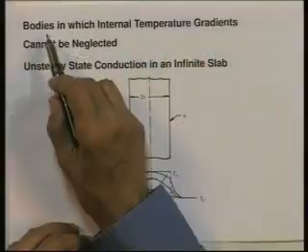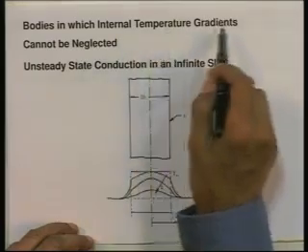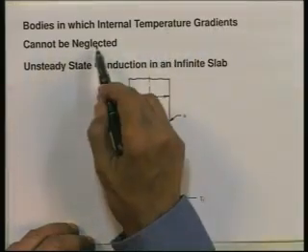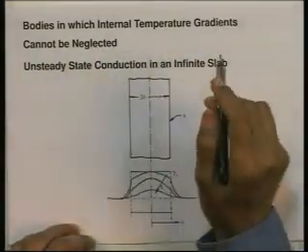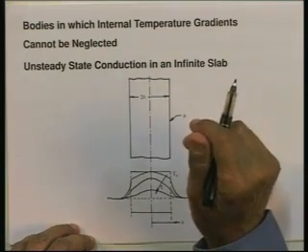But this we cannot always do. We can do it in some situations, and if we do, we have got a solution, the problem is over. But suppose we cannot neglect internal temperature gradients, which is very often the case. So now we go on to consider bodies in which internal temperature gradients cannot be neglected. We go on to such situations.